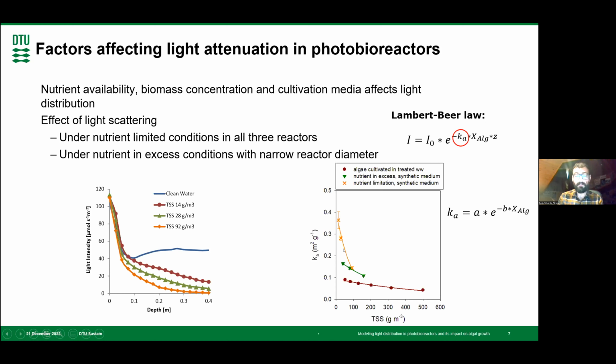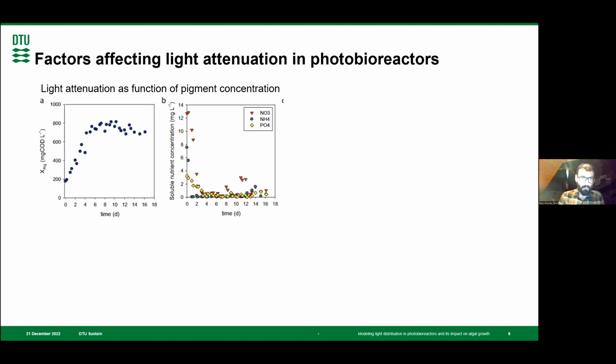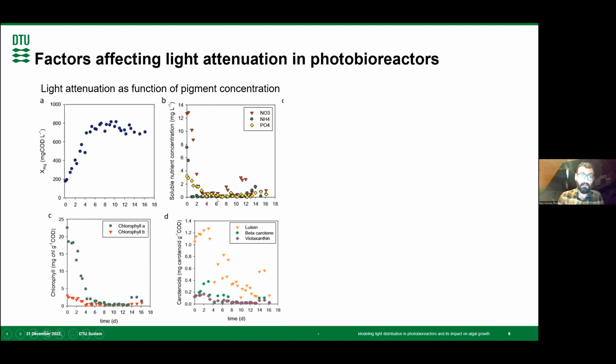Because in the orange case, we had the algae starved, while in the green one, we had them with a lot of nutrients. So how did we account for pigments? We ran a batch experiment in one of these column reactors. We had an 8-liter reactor where we grew the algae and we monitored nutrient uptake. But on top of that, we also looked into pigment content. So we can actually see what the content of chlorophylls and carotenoids is.